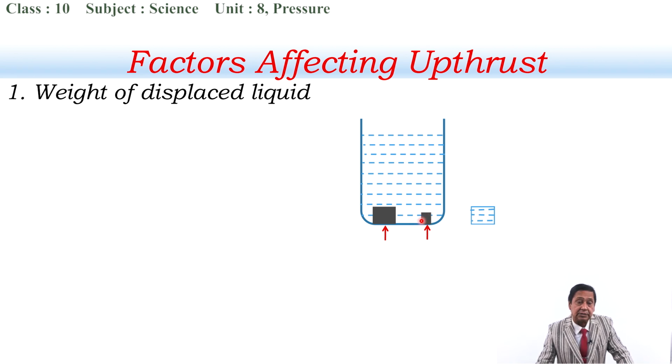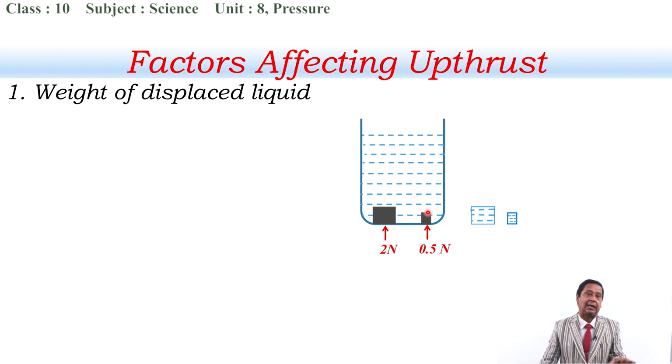And the water, which is equal to its volume, it displaces the same volume of water, which is less than the first. Now certainly, the weight of this much amount of water is more than this much amount of water. So the first body experiences more upthrust, equal to the weight of the displaced liquid. It may be, let's say, 2 Newton. But since the weight of displaced liquid in the second case is less, and let's say it is just 0.5 Newton, then it experiences 0.5 Newton upthrust.